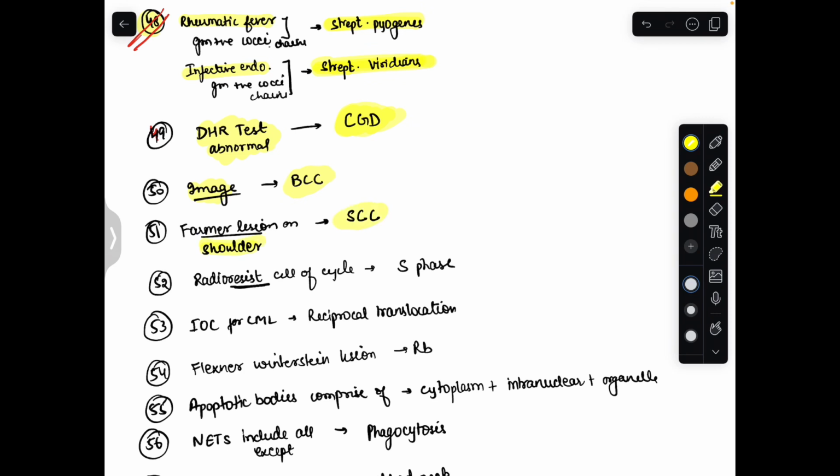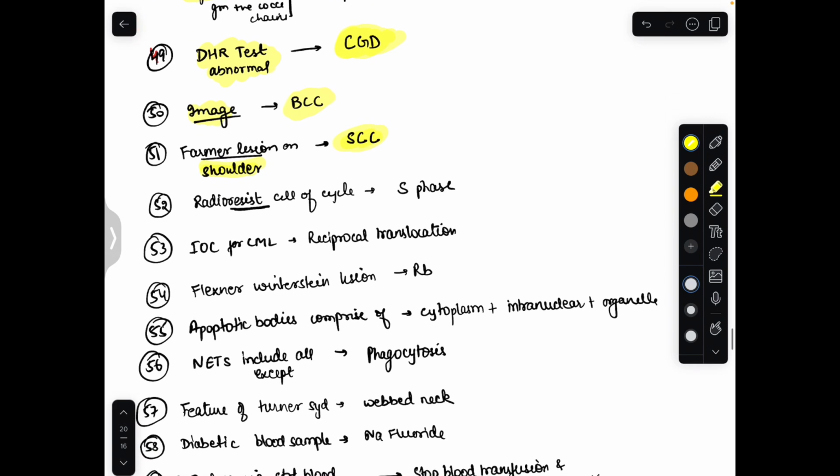For the 50th question, one image was given of the basal cell carcinoma, and there is also one image for farmer lesions on the shoulder will be given. For that, keratin pearls we can see in the question, but not that much clearly how the teacher used to show us. But the correct answer for that one is squamous cell carcinoma.